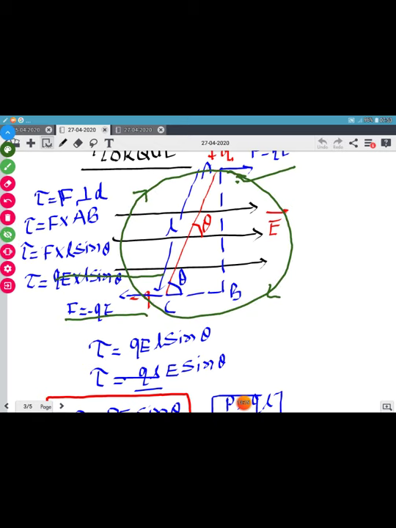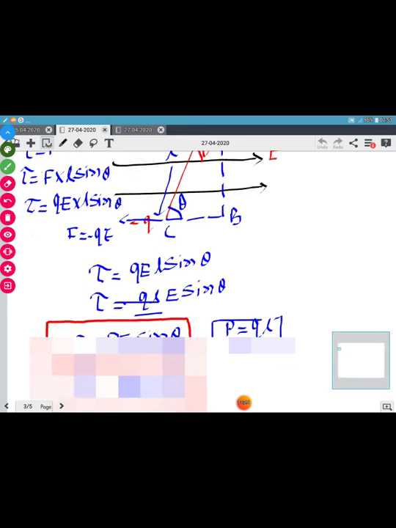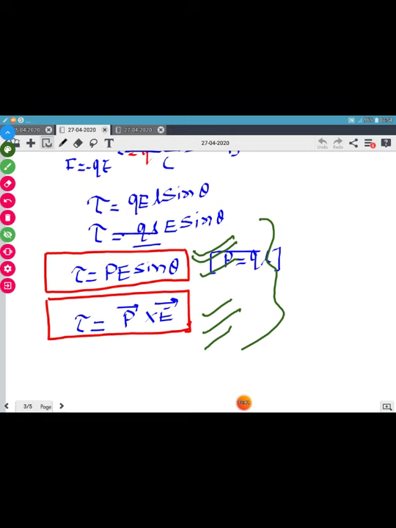Remember this thing, that the total net force on this dipole is 0, but torque is not equal to 0, and we have already derived the expression for torque: tau is equal to pE sine theta, and p cross E. Just remember these two terms, because when we derive the electrostatic potential energy of an electric dipole, these two expressions will definitely come into use.